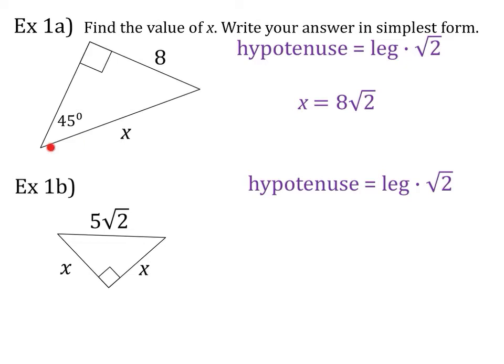So the length of your hypotenuse is 8 square root of 2. So when it says write your answers in simplest form, this would be a simplified radical. And this would be the exact value, no decimals.